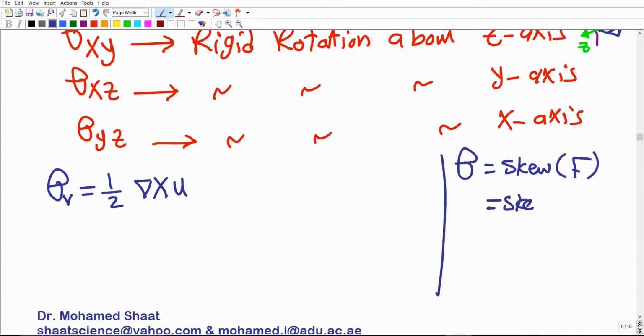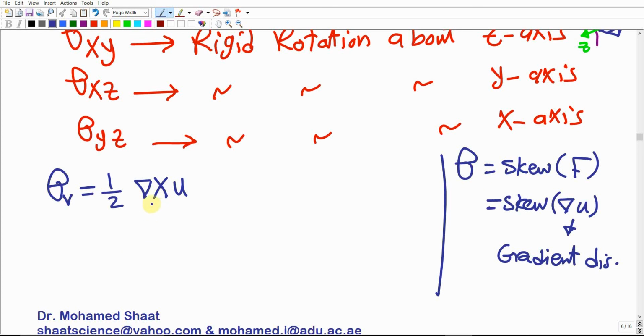Or it is the skew symmetric of nabla u, because nabla u is F. What is nabla u? It is the gradient of the displacement, right? So if we are referring to this displacement, the skew symmetric of a gradient of the displacement can be converted. This is going to give a tensor. To end up with a vector, it is equivalent to 1/2 the curl of the displacement.